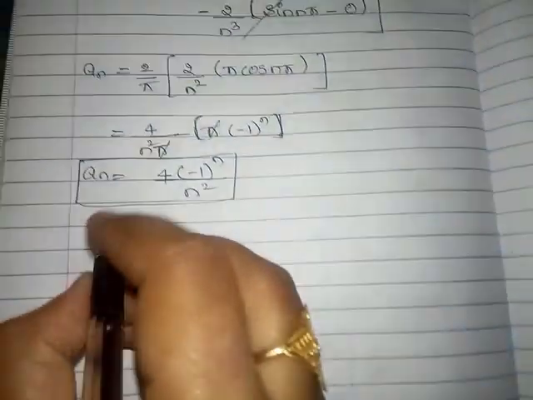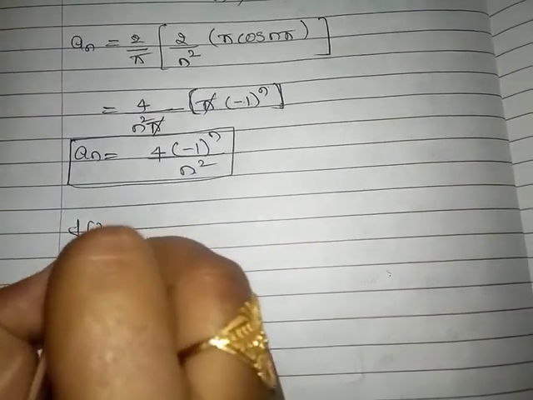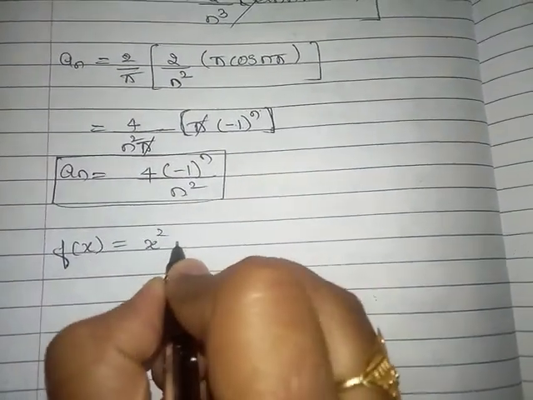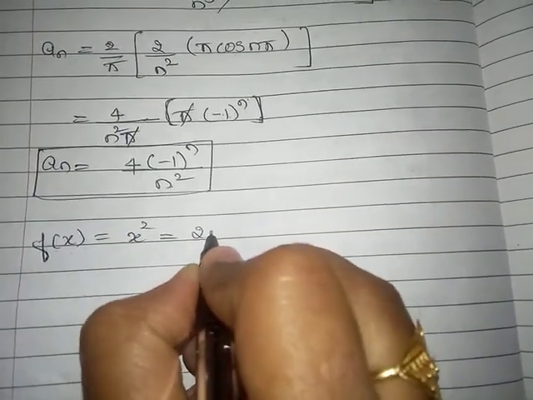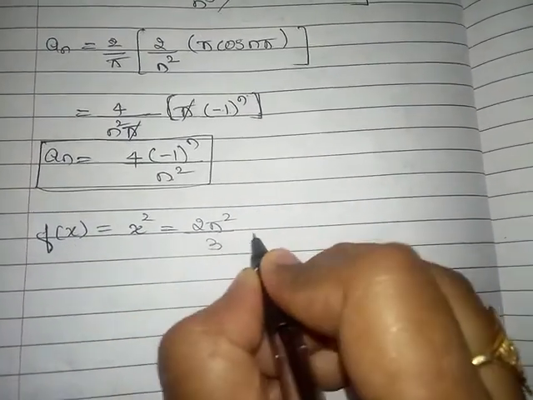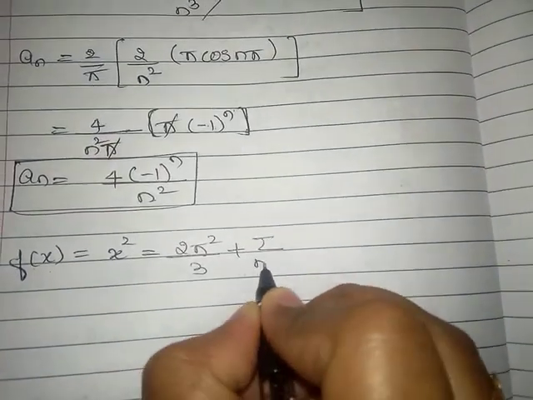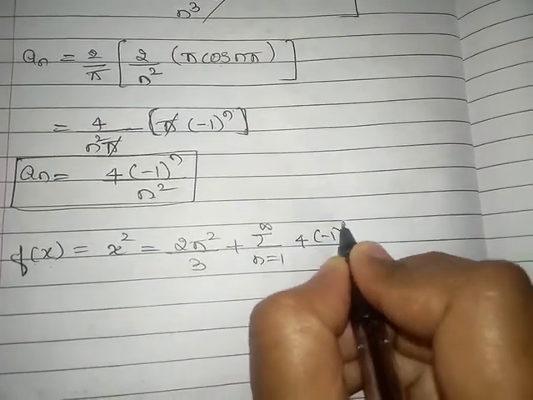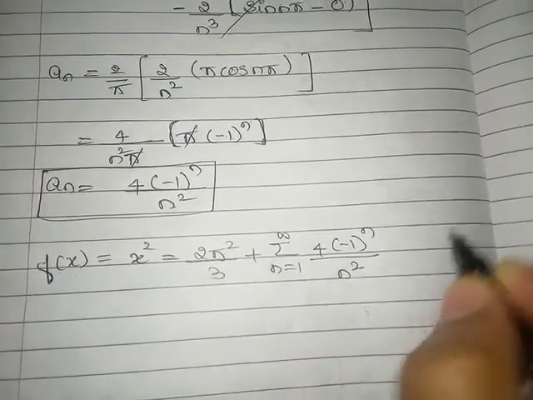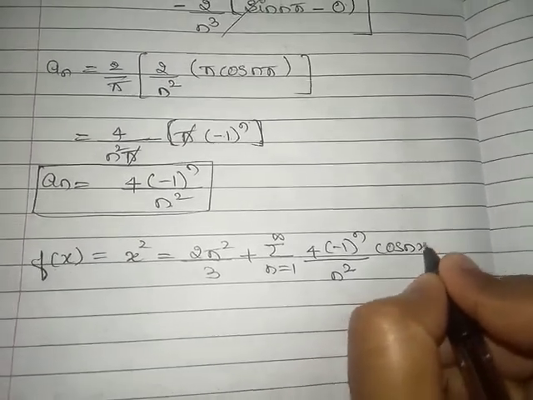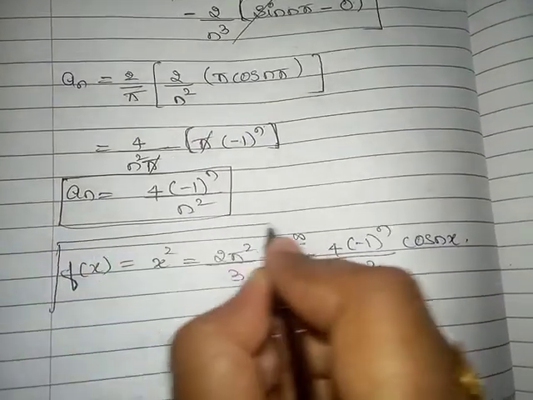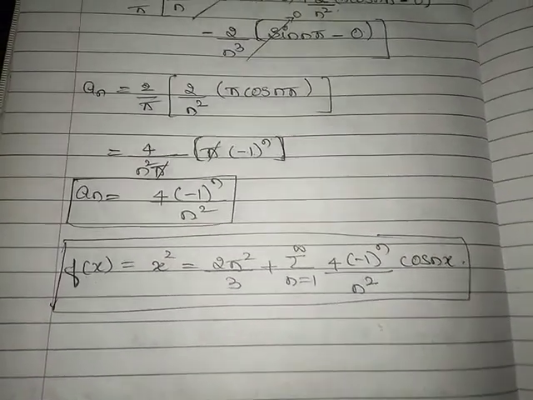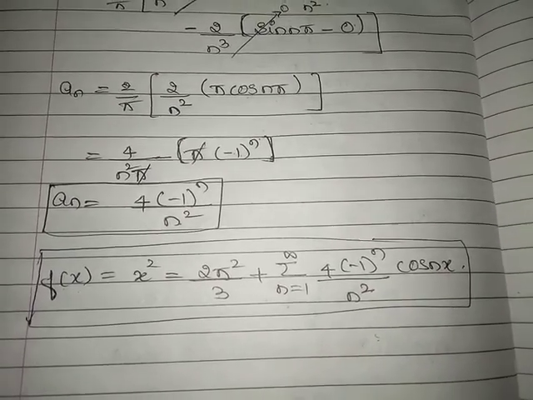Therefore our Fourier series is f of x equal to x square equal to 2 pi square by 3 plus summation n running from 1 to infinity 4 into minus 1 raised to n divided by n square cos nx. The third term is 0. This is the required Fourier series for the given function f of x is equal to x square.